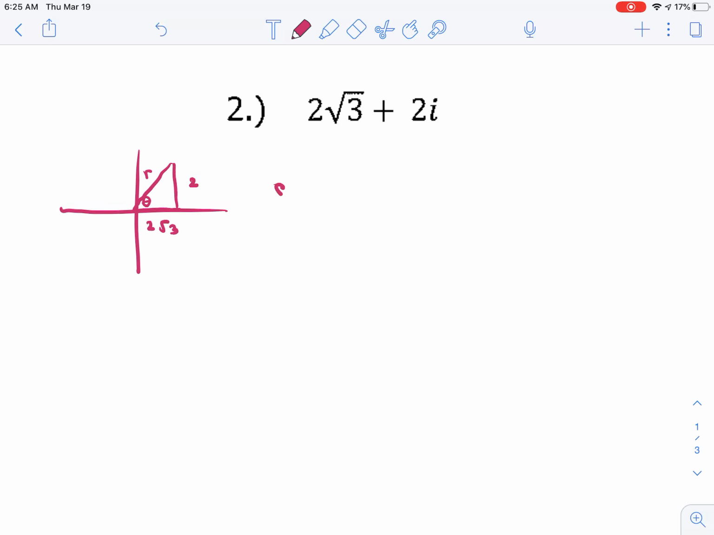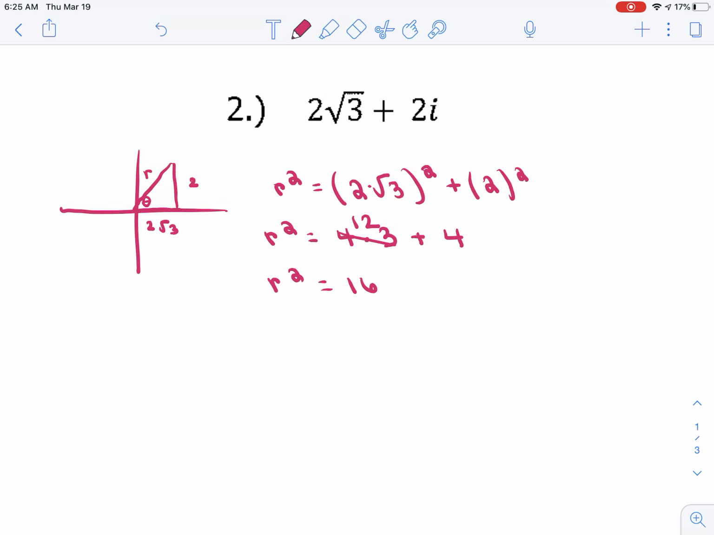So if you want to find r, you should have said r squared equals 2 root 3 squared plus 2 squared. And then we could have done the product squared. So that would have been 4 times 3, or 12, plus 4. So we get r squared equals 16, square root. We get r equals 4.